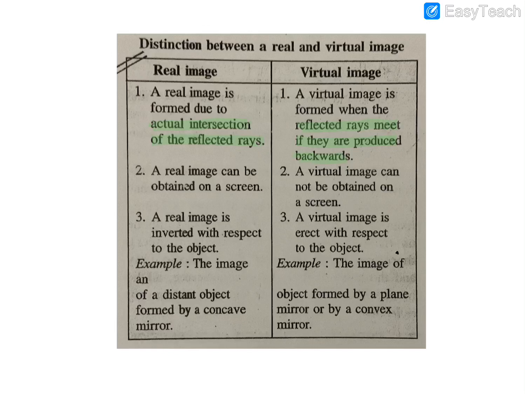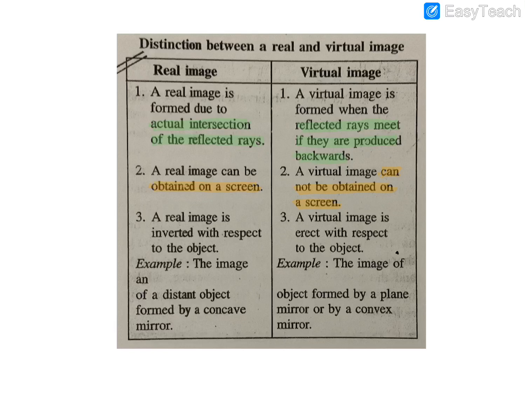Next thing, a real image can be obtained on a screen, whereas a virtual image, remember, cannot be obtained on a screen. What do you mean not obtained on a screen? When you look at yourself in a mirror, you can see your image. That's a virtual image. But when you go for a movie, what kind of image is formed on the screen in the cinema hall? That's a real image. So there the image is formed on the screen.